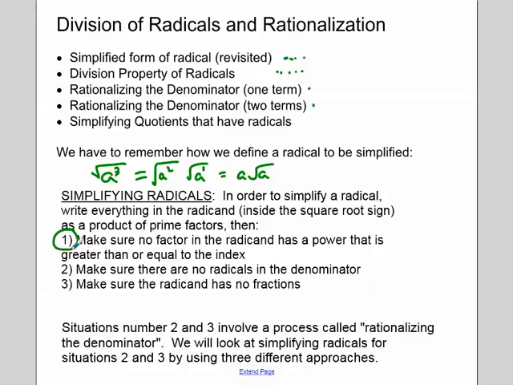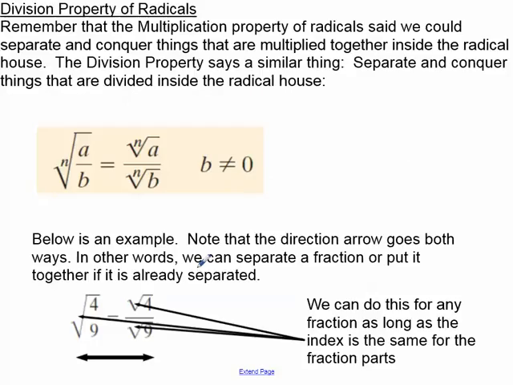Step number 2 and 3 are what we're going to talk about here, simplifying fractions, or simplifying numerators and denominators. Make sure there's no radicals in the denominator, and make sure that the radicand has no fractions. So we're going to take a look at these two rules, 2 and 3, called rationalizing the denominator. So we'll take a look at some of those here.